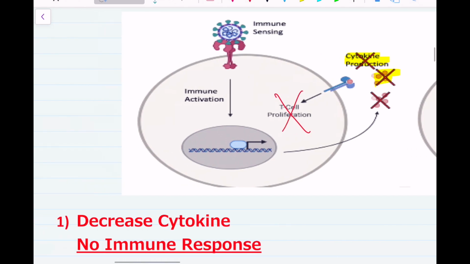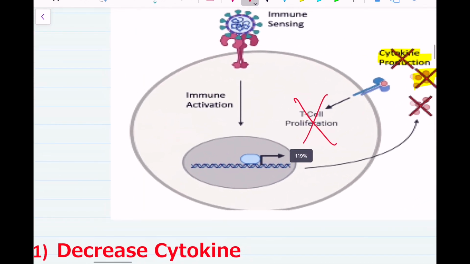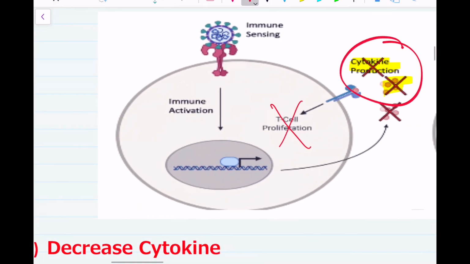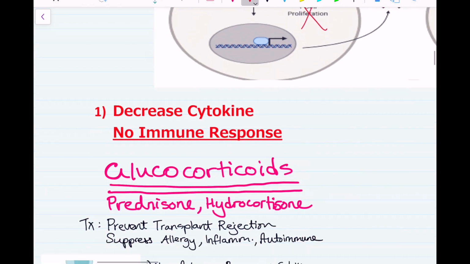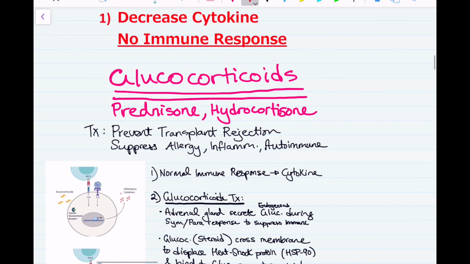So in the first one, where we're reducing the cytokine production, which is right here. First we have the cytokine production, and that will cause no immune response. We have two examples here: the glucocorticoids, and then the TNF alpha antibodies.